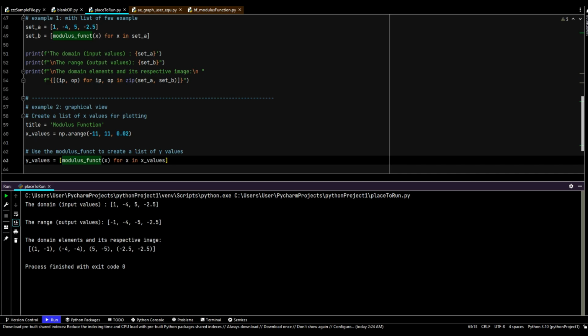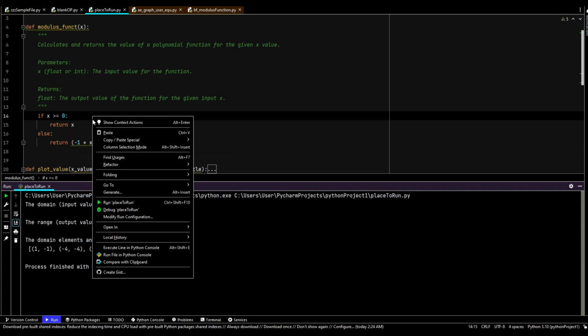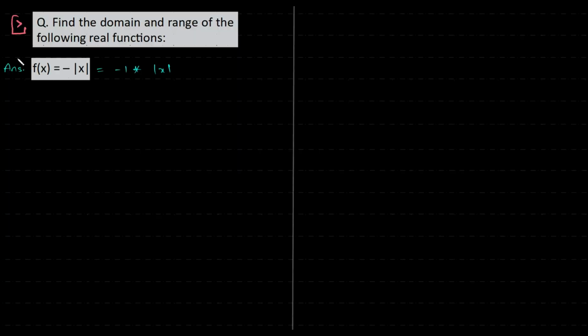So let me show you guys this. Remember this? Any value which is greater than or equal to 0, it will just return x. Any value lesser than 0, it will multiply with minus 1 and return the value. So basically something like this. It's going to return positive values, right? Now, let me make you guys understand this question by taking a small note.